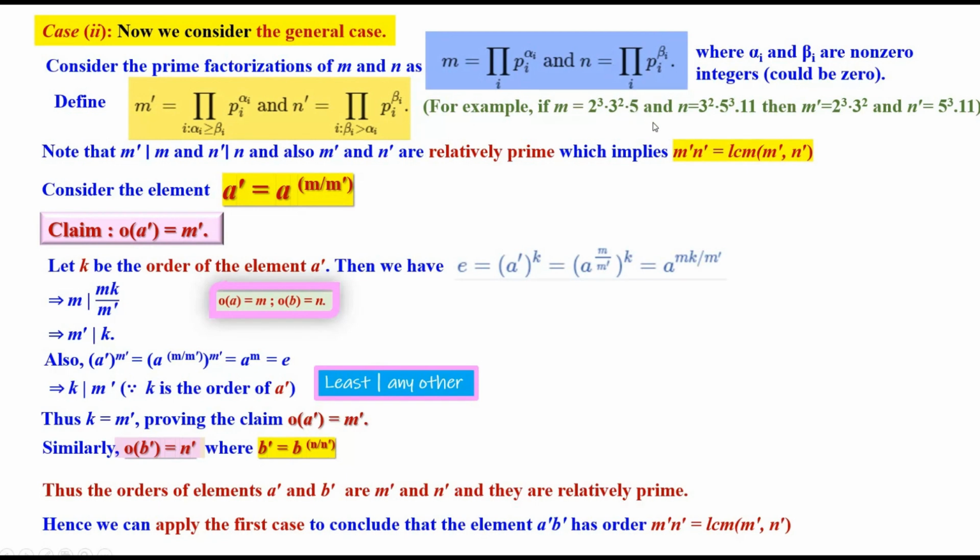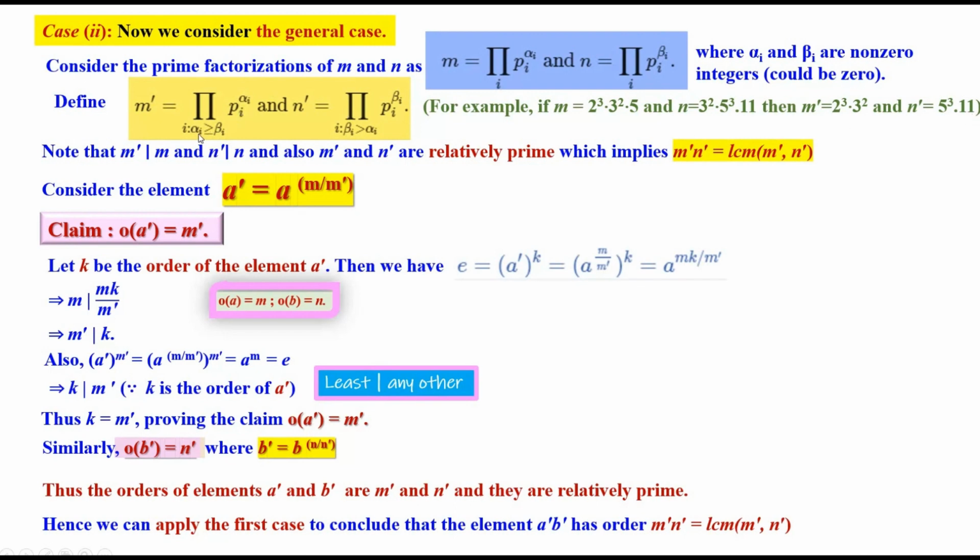Now we define m prime to be the product of those prime powers with alpha i greater than or equal to beta i, and n prime to be the product of those with beta i strictly greater than alpha i. To understand the meaning of this, suppose I have this number m and n to be this number. Then what do I mean by m prime is this. m prime is 2 cube into 3 square, and n prime is 5 cube into 11.